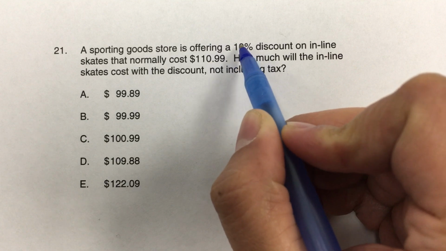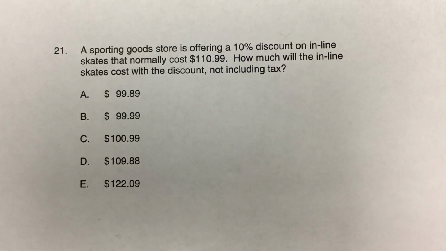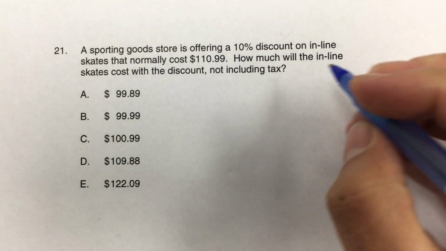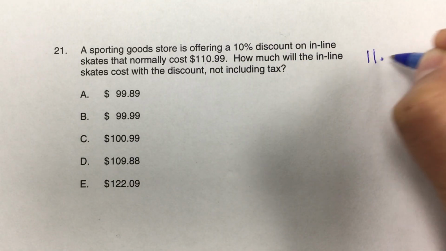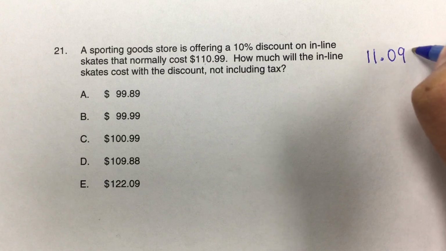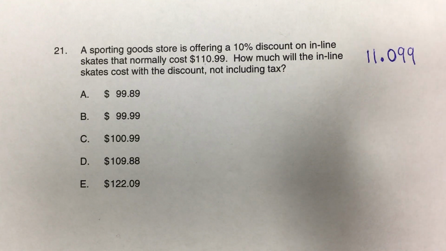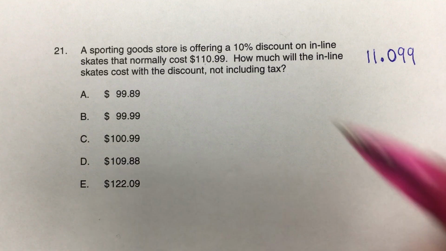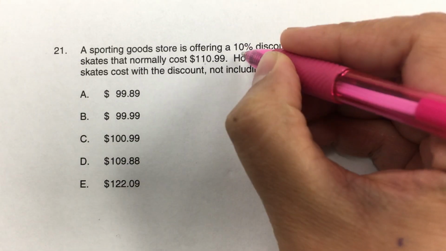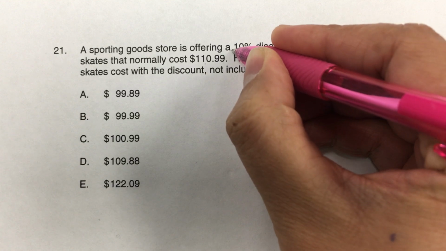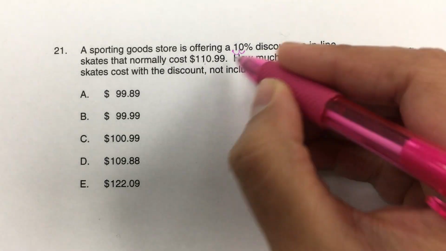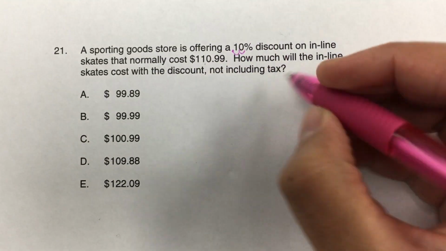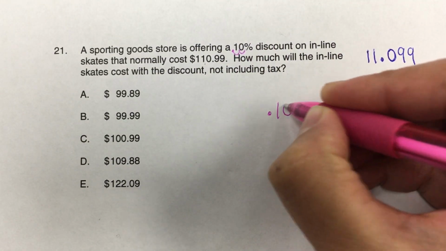And it works only if it has a 1 and a 0, okay? 10%. So by moving that decimal, that gives us 11.099. But the way to find it, if it was a different amount of discount, you move the decimal space twice. That's going to be 2 times, and it's going to be 0.10.